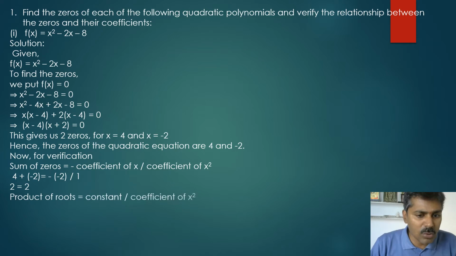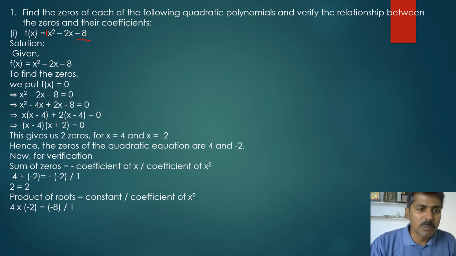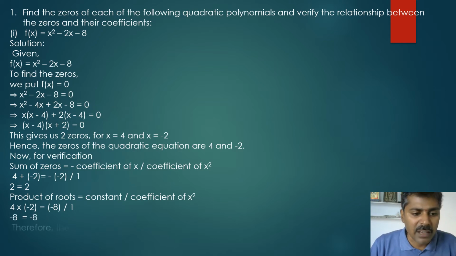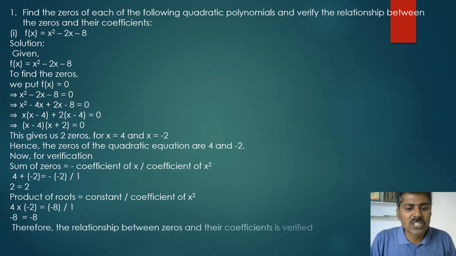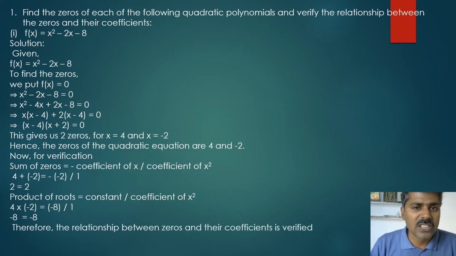And for the product of the roots, we have the formula constant by coefficient of x square. On the left hand side we take the product 4 into minus 2, and on the right hand side we take the constant. What is the constant here? Minus 8. The term without a variable is the constant. So I write minus 8 by the coefficient of x square, which as usual is 1. So minus 8 by 1 on the right hand side, and 4 into minus 2 on the left hand side gives minus 8. Right hand side is minus 8. Therefore the relationship between the zeros and their coefficients is verified.